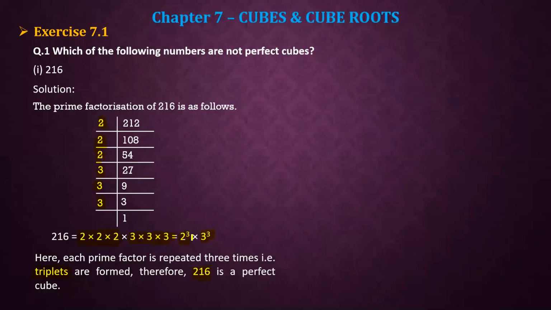So in this way, by using the prime factorization method, we can find out whether the given number is a perfect cube or not. Here all the prime factors are repeated 3 times, that means they form triplets. Therefore the given number 216 is considered to be a perfect cube number. If triplets are not formed, then we can say that the given number is not a perfect cube number. So in this way, using the prime factorization method, we obtained whether that number is a perfect cube or not.